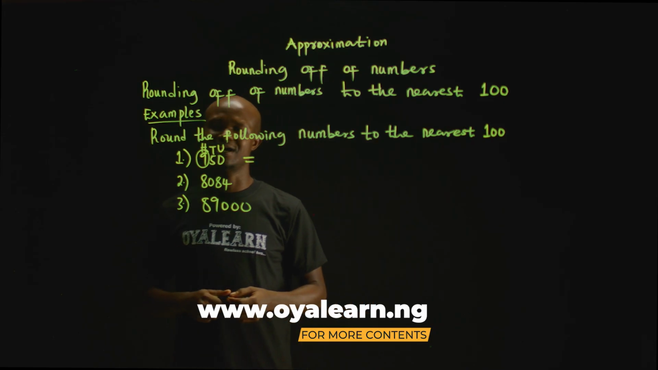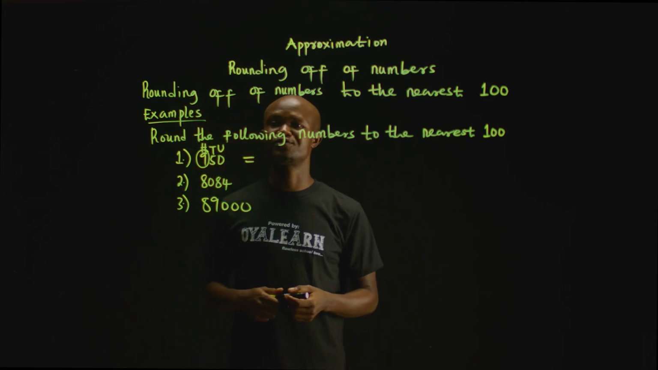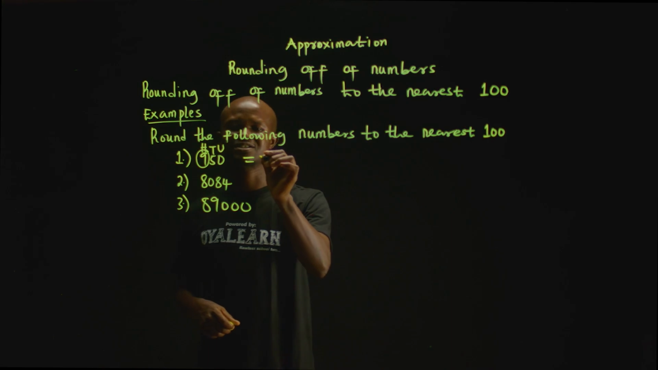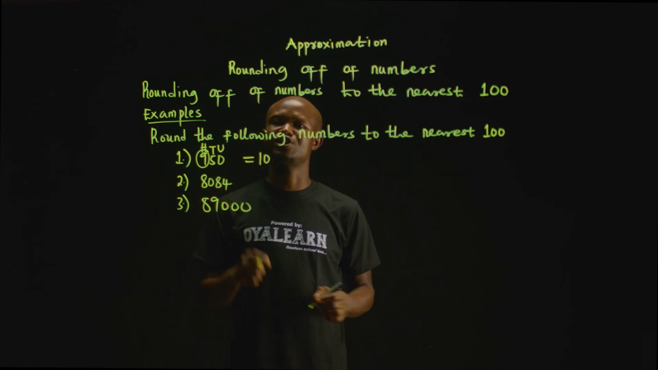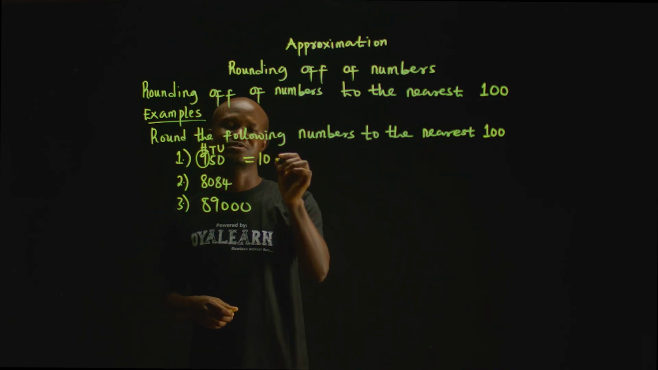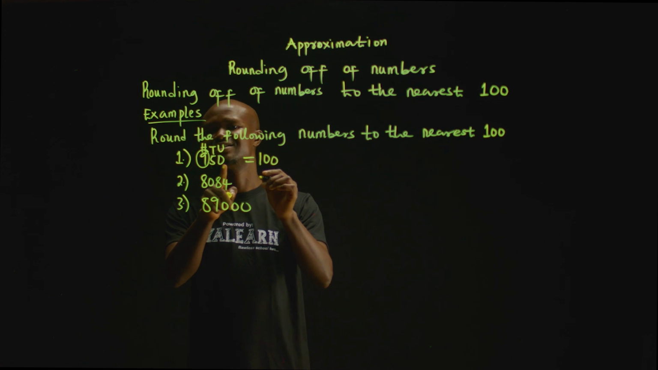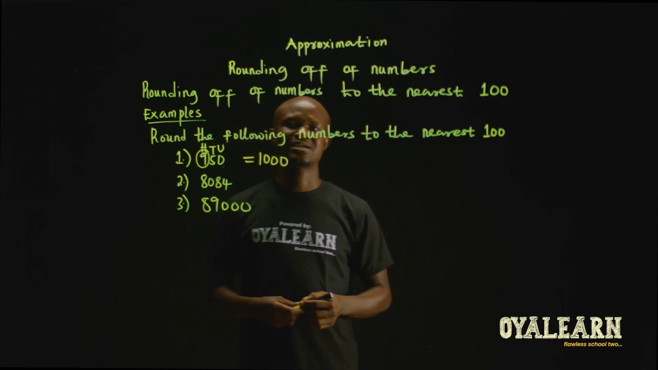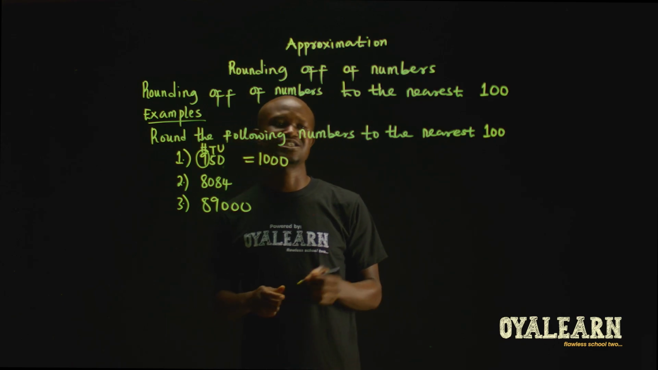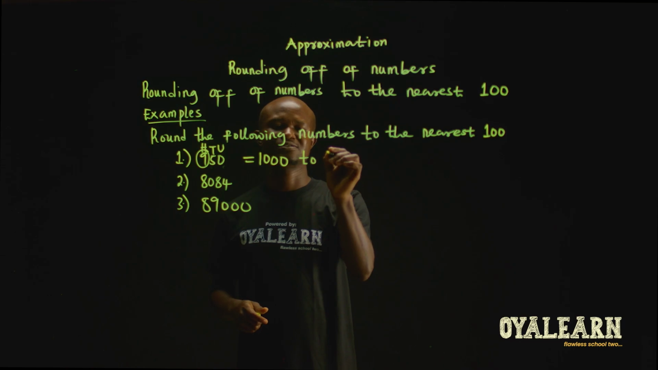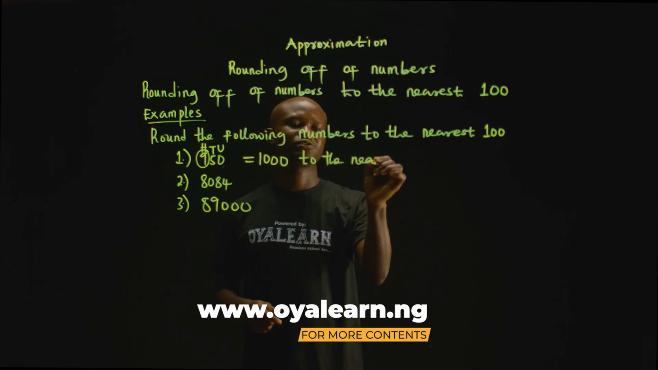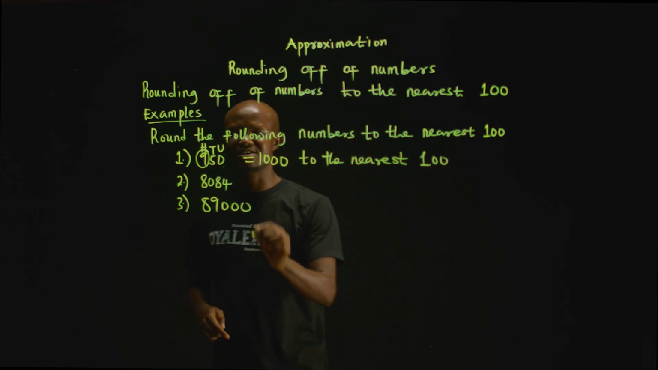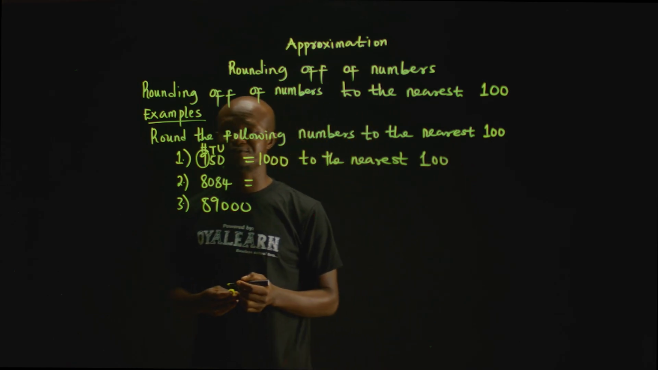And that number now, we are going to take 1 from the number and add it to 9. 1 plus 9 will give us 10. And the position of 5 will turn to 0. And don't forget the last number is also 0. So it means that 1000 is an approximate to 950 to the nearest 100 rather.